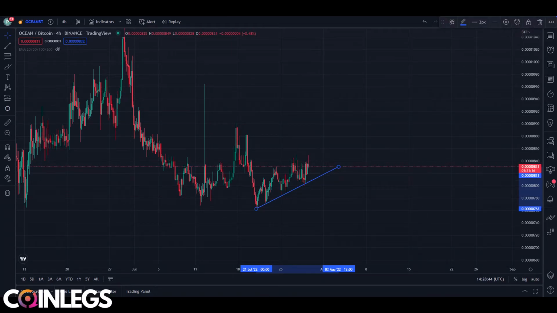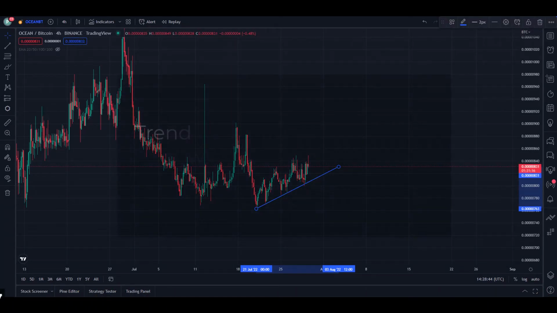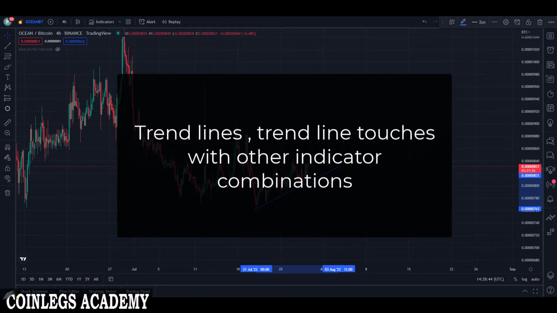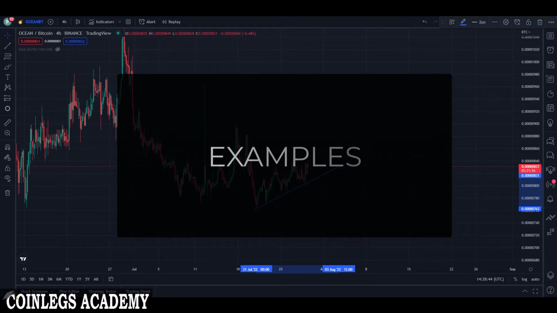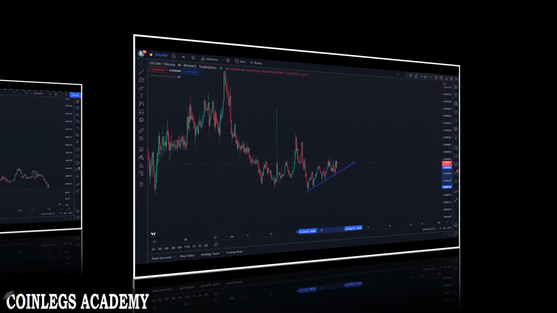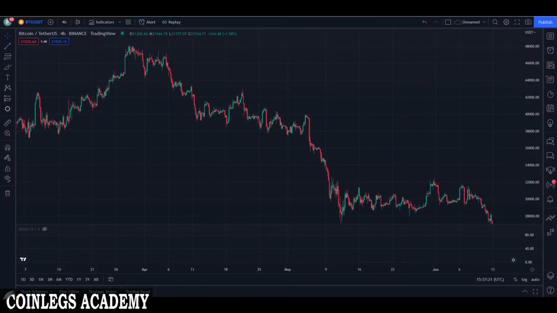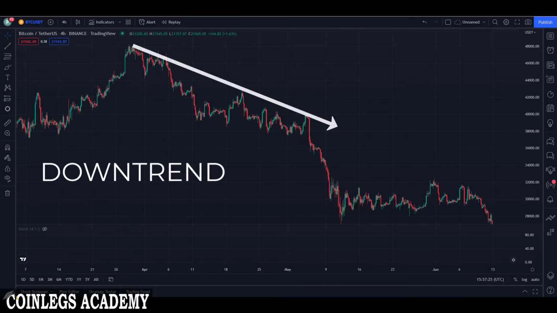To make successful trades, we can use trend line touches with other indicator combinations. Let me show you in examples. As you can see in this example, we have a significant downtrend. It shows us we can take short positions if we find the right entry point.